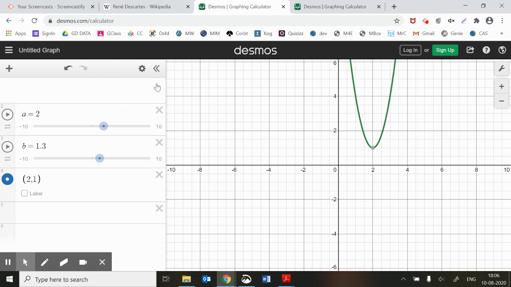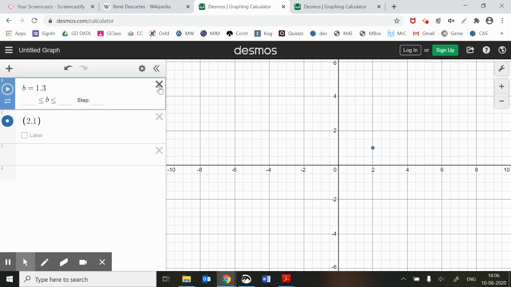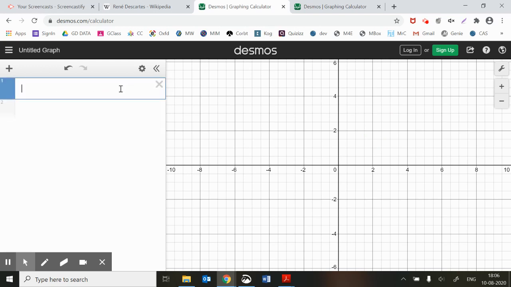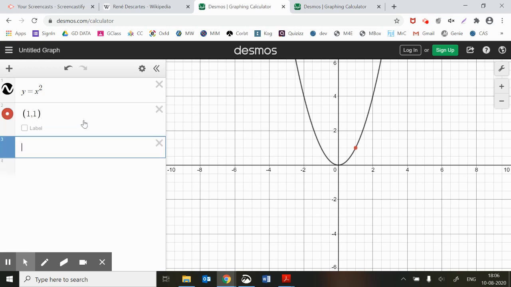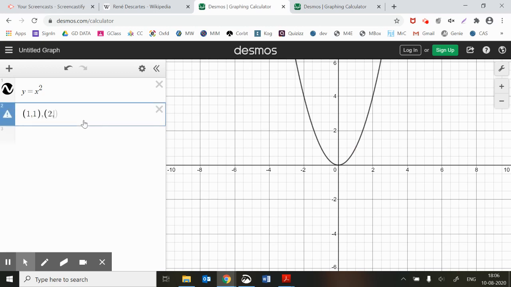It's perhaps worth looking as well at the original quadratics. So if we look at, for example, y equals x squared, our most basic quadratic, it's perhaps worth just looking at the coordinate points. We've got 1, 1. We've got 2, 4. We've got 0, 0. We've got minus 2, 4. They're all points which are on our graph.